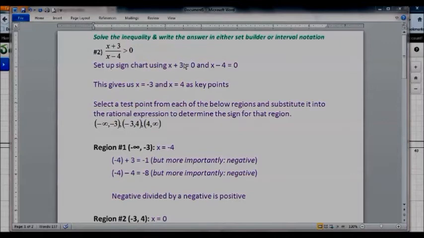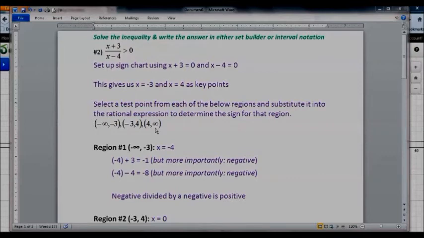So we're going to set up our sign chart by setting the numerator equal to 0 and the denominator equal to 0. And when we do that, we get x equals -3 and x equals 4 as our key points there. And that's going to divide the number line up into regions. We've got the region below -3, our first region. We've got the region from -3 to 4, our second region, and our last and third region is from 4 off to positive infinity. And what we're going to do is take a point out of each of those regions and see whether our expression there turns out to be positive or negative.